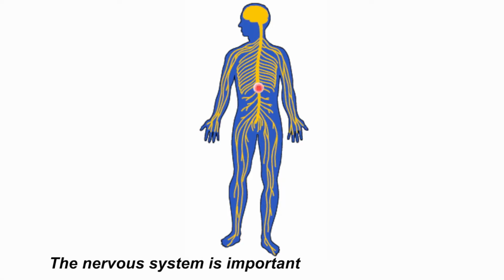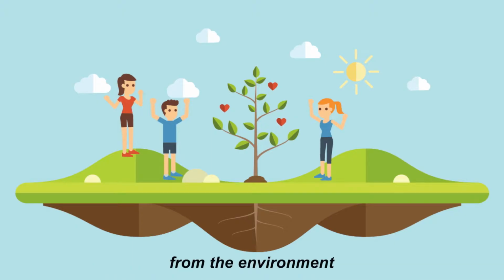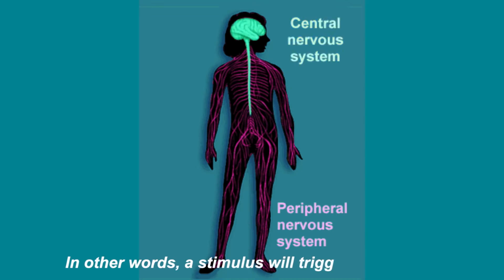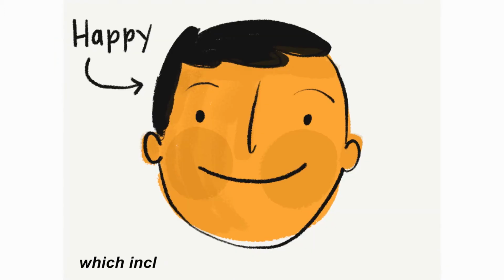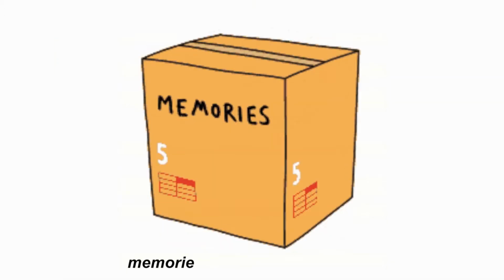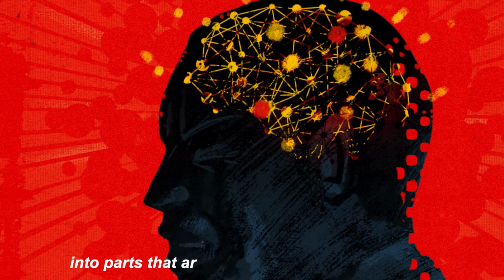The nervous system is important for the human body as it allows us to process information from the environment and generate an appropriate response. In other words, a stimulus will trigger a response. The nervous system is also responsible for integration, which includes emotions, learning, as well as memories to activate a response. Hence, the nervous system is divided into parts that are responsible for each function.